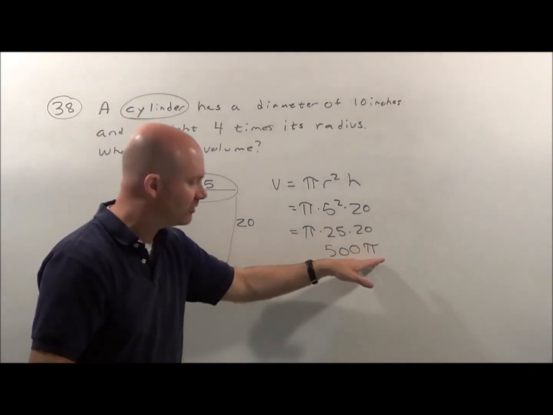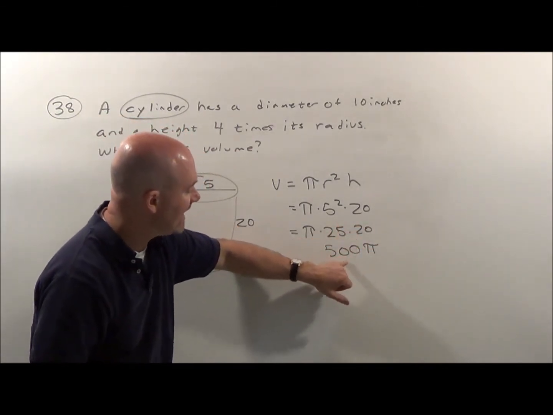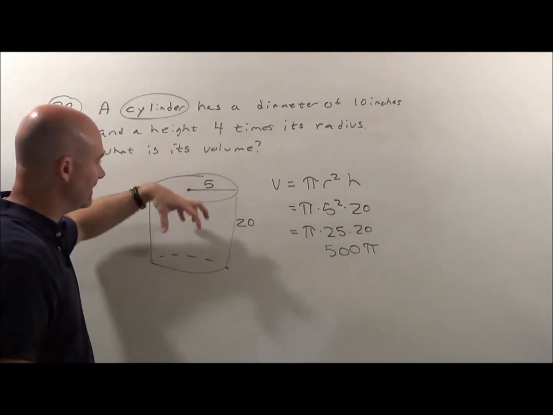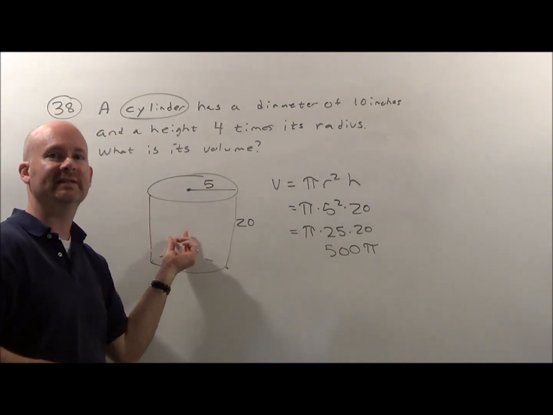Now again, we could do 500 times 3.141, whatever. But this is the exact answer. We don't want an approximation. So the answer on the answer key, we would have picked 500 pi as our total volume of how many cubes would fit inside this cylinder.